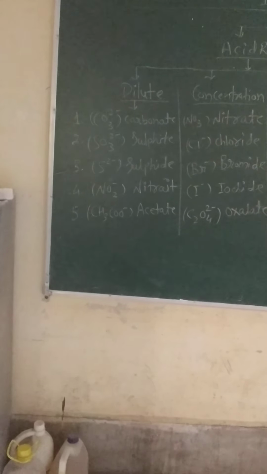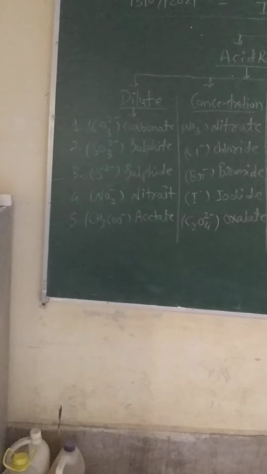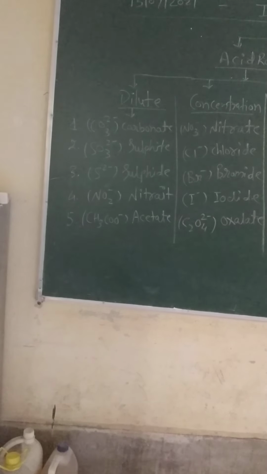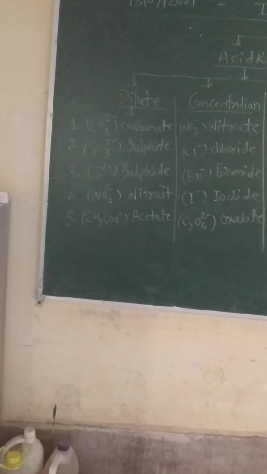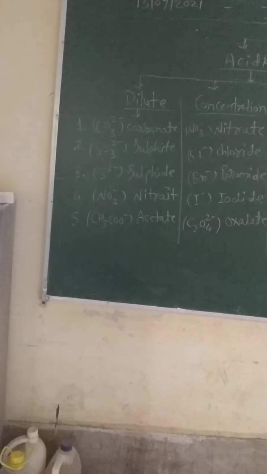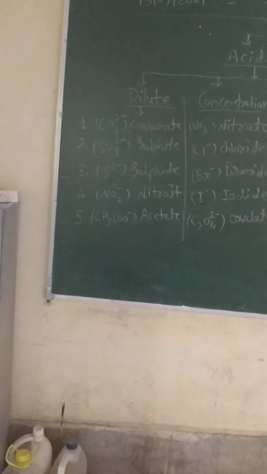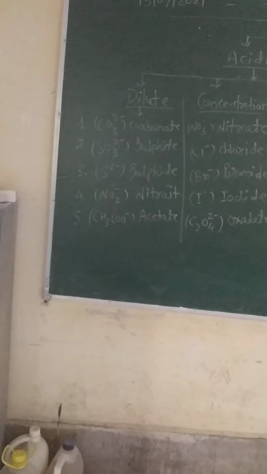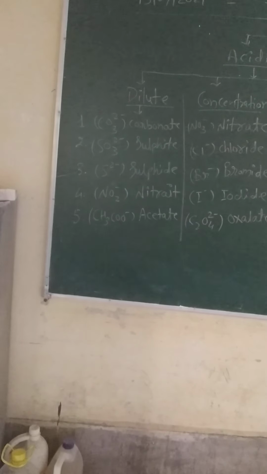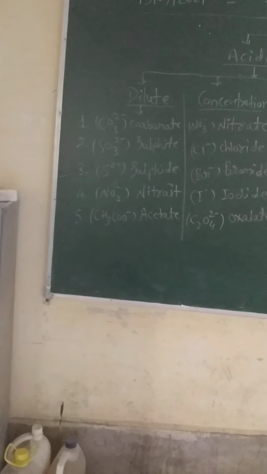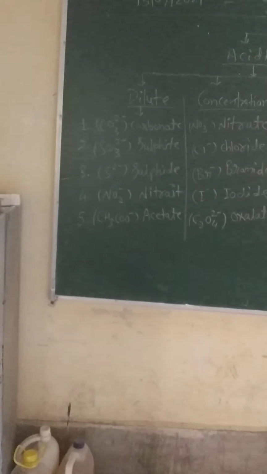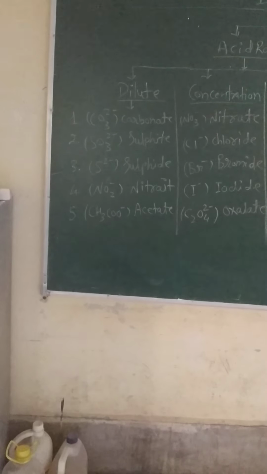Then the second confirmatory test. Take a filter paper and dip it in potassium iodide solution, KI solution. Same process: hold it at the mouth of the test tube containing sulfide radicals. The first filter paper turns one color, and the second filter paper turns blue. That is the second confirmatory test.